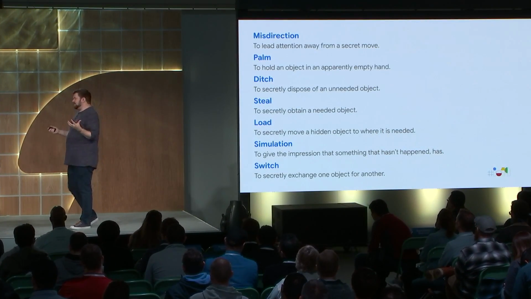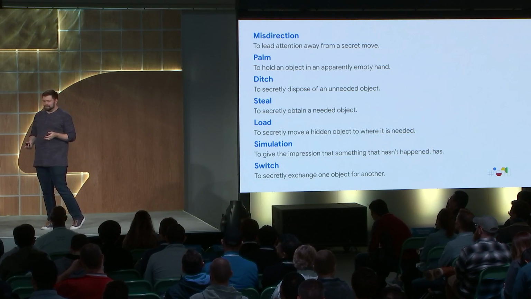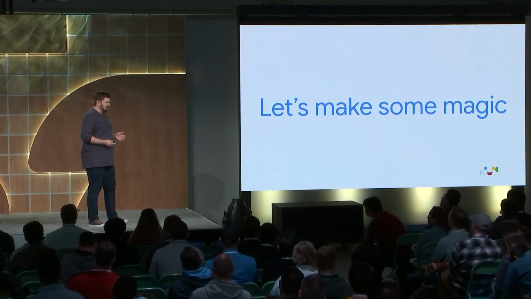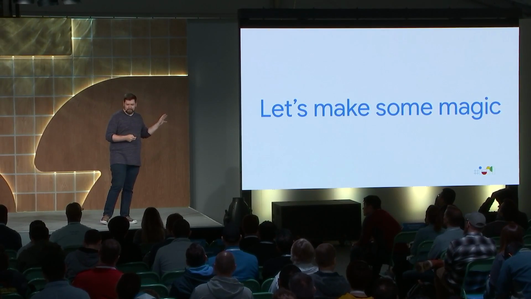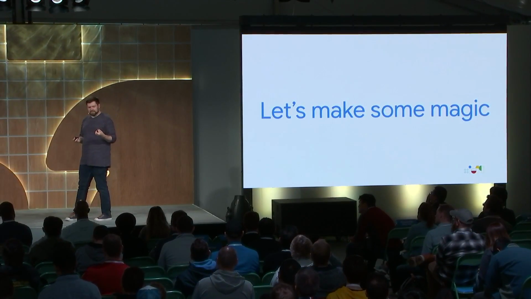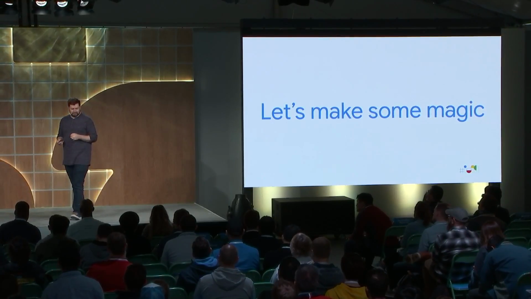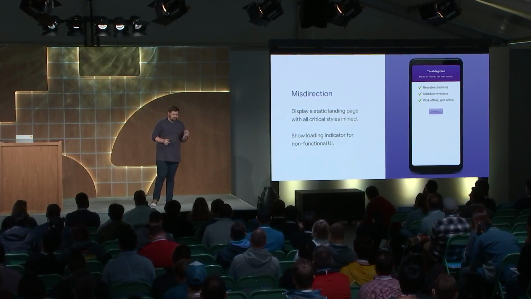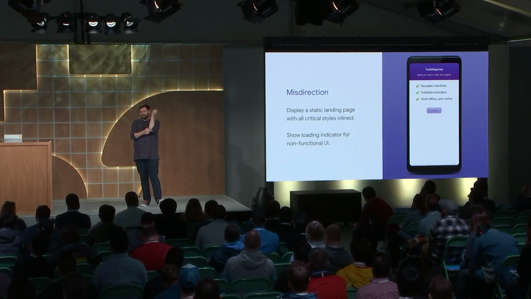So I've done a lot of talking about magic, and I better actually pay this off by tying it back to web development. So let's make some magic and talk through the steps of my demo, but this time in the context of the 7 principles of magic and the actual code that I wrote. We start with some misdirection. We display a static landing page with all critical styles inlined. We show a loading indicator for non-functional UI.